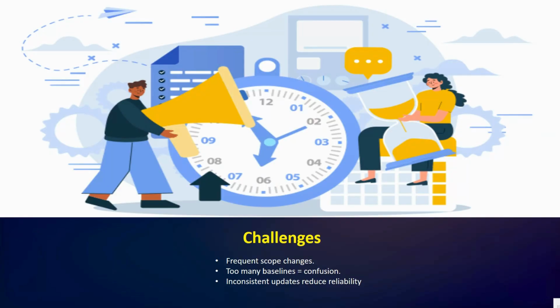And finally, you can see inconsistent updates reduce reliability. It reduces the reliability of your baseline. If your current data is not properly aligned with the baseline, performance reports may become misleading. Recognizing these challenges helps the project manager take proactive measures to keep the baseline management disciplined and meaningful.